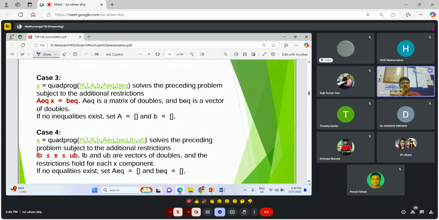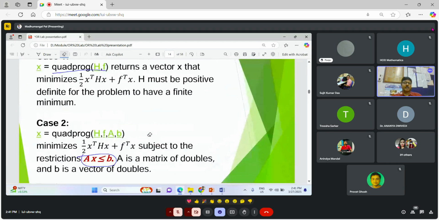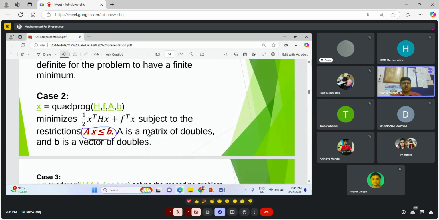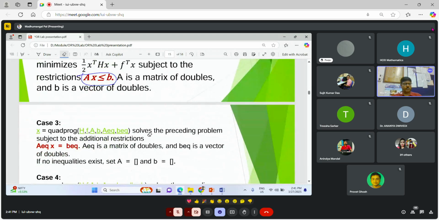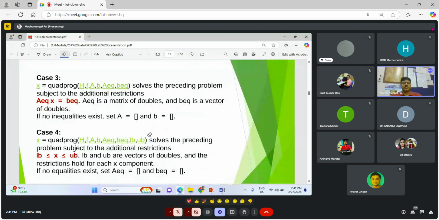And case 3: if you have your less-than-or-equal-to constraint as well as your equality constraint, then we have your A, B, Aeq, and Beq. So see that here the number of arguments increases to 6. In the first case, the non-constrained optimization problem, the number of arguments is only 2. In case 2, if you have a less-than-or-equal-to constraint, the number of arguments is 4. And if the problem also has an equality constraint, then the number of arguments increases to 6.